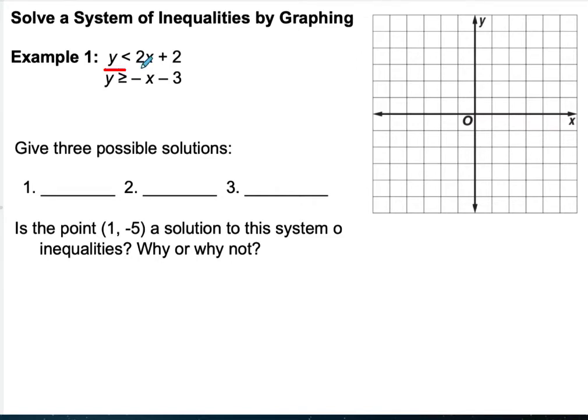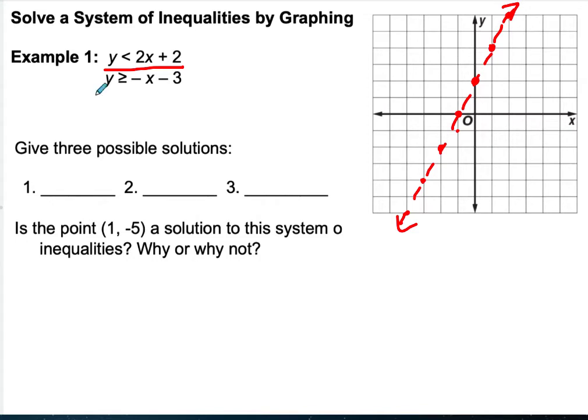So my first one I'm going to do in red. y is less than 2x plus 2. So it's got a y-intercept of 2 and a slope of 2. So it's going up 2 over 1, or down 2 and back 1. It was less than, so I'm just going to use a dashed line because I don't want to include the actual line itself.